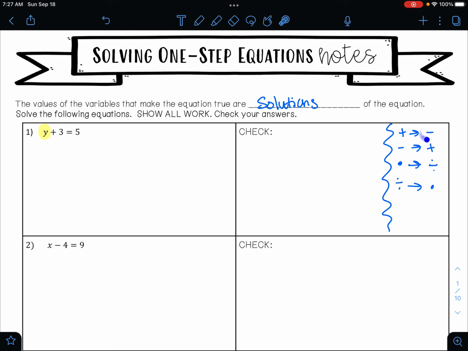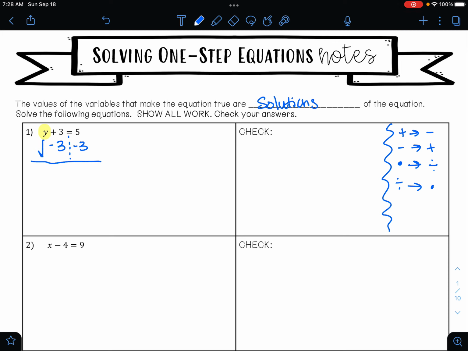The opposite is to subtract 3. So I am going to subtract 3 on both sides of my equal sign. When I say that, I mean I have the left side of my equal sign and the right side of my equal sign, so we're essentially splitting this equation into 2 parts.